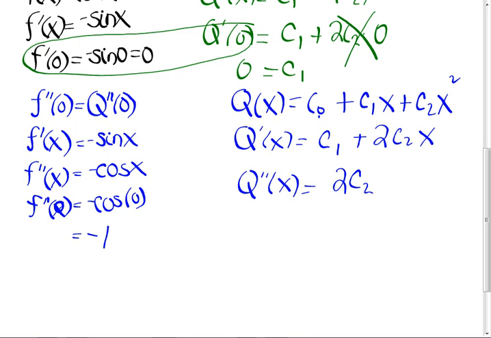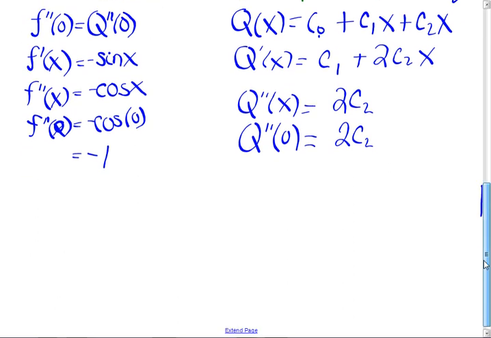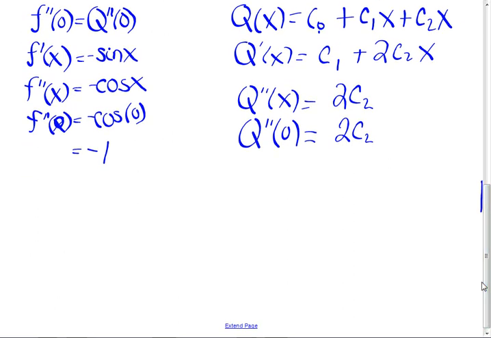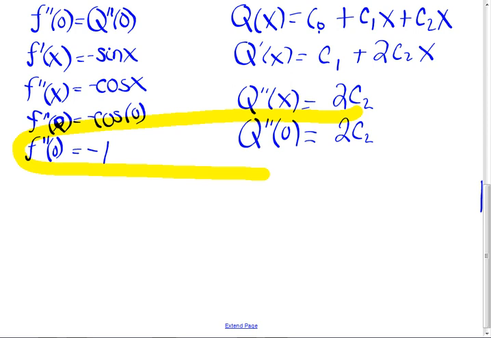And so what's q double prime of 0? What's the second derivative at 0? It's 2c2. There aren't any x's there, so I don't have to worry about it. Is that okay? What's true about these two values? These are the same. So I'm just going to solve an equation because they're the same.